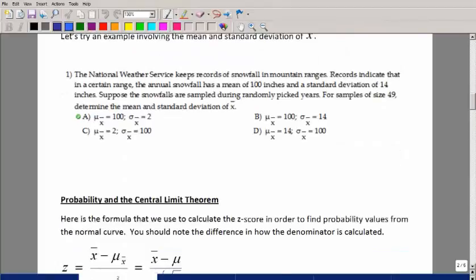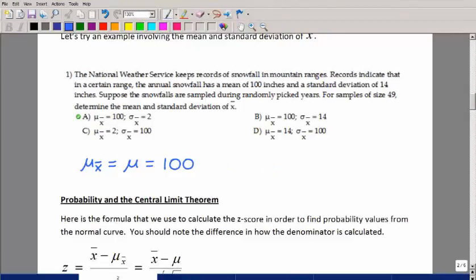Now, from the backup board, let me write these down. That mu of x bar is just mu of the population, so that's just going to be 100. Now, here is where mistakes are likely to be made on the standard deviation. Many times students would look at the number 14 and their eyes would light up thinking, that's my standard deviation, 14. That's your standard deviation for x, but it's not your standard deviation for x bar.